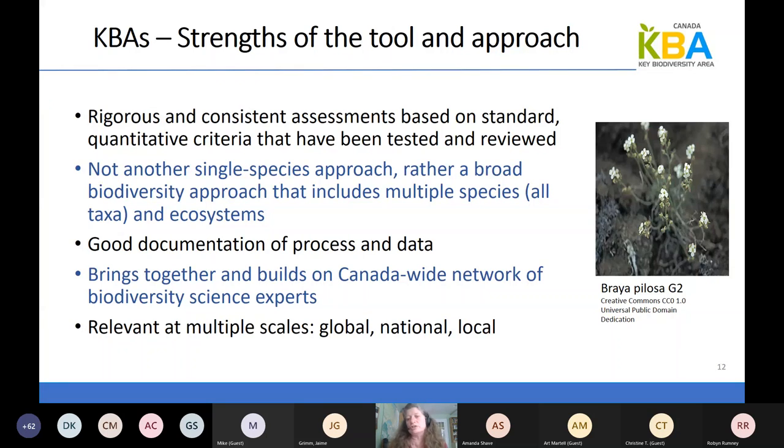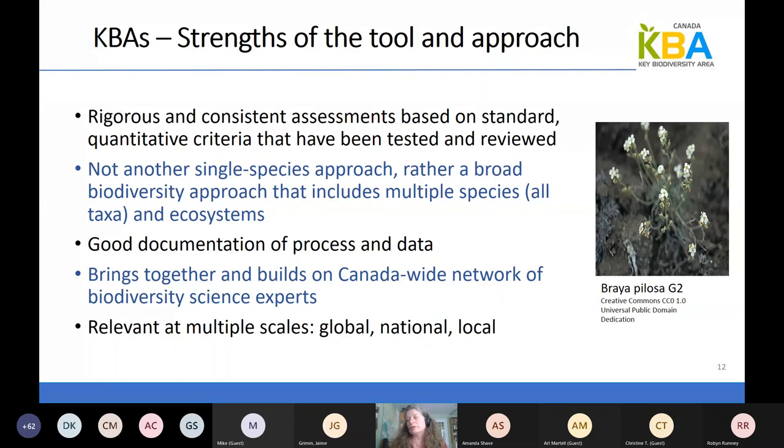The strengths of the tools and approach that we've imagined and that has been implemented, both globally and in Canada, is that it allows for a rigorous process, and one that can be consistent, because you've got these standard criteria that are quantitative, that have been tested and reviewed, then applied to various taxa. That's better than having something qualitative that's really subjective. It's not another single species approach, but really a broad biodiversity approach that includes multiple species and ecosystems. It demands a good documentation of process and data.